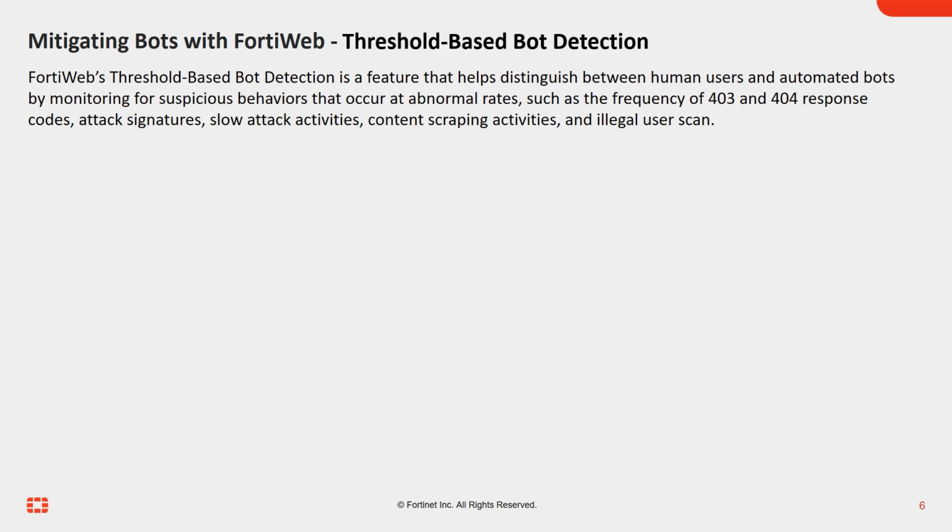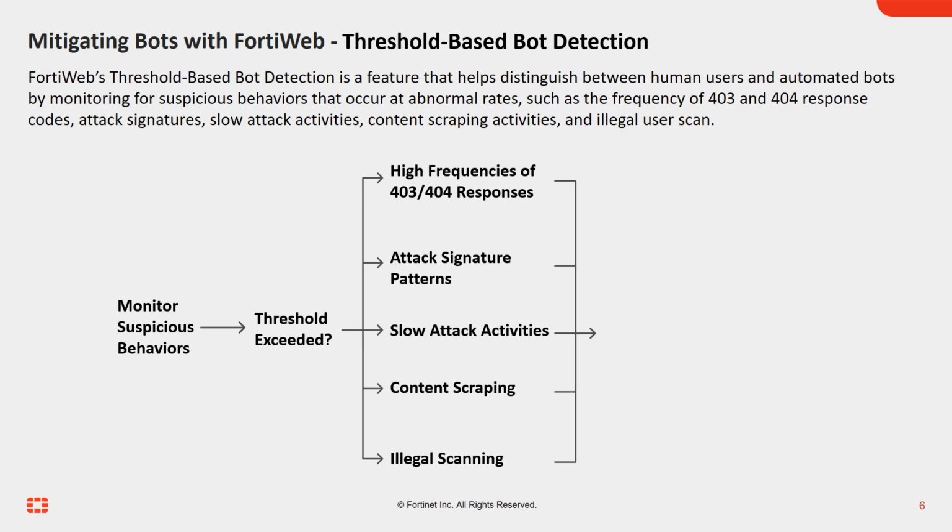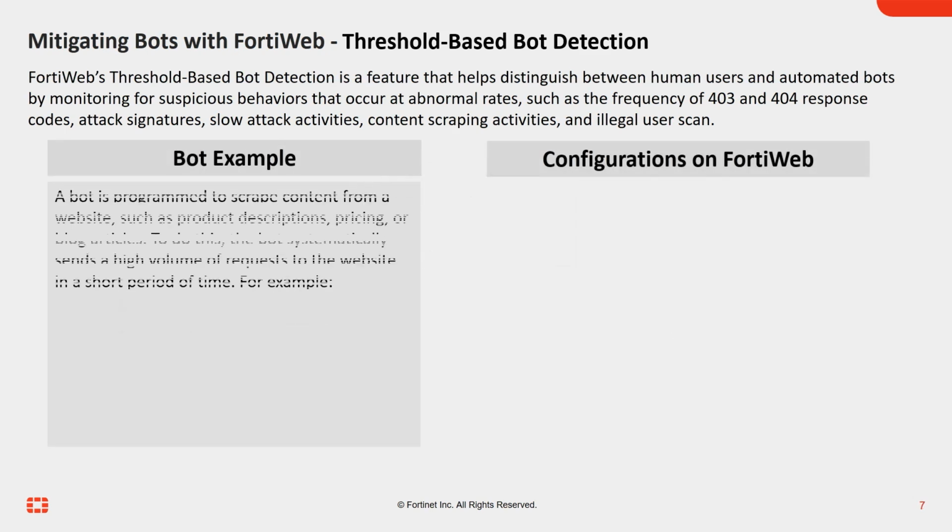FortiWeb's threshold-based bot detection is a feature that helps distinguish between human users and automated bots by monitoring for suspicious behaviors that occur at abnormal rates. These include excessive 403 and 404 response codes, repeated attack signatures, slow attack activities, content scraping, and unauthorized user scans. When abnormal activity is detected, FortiWeb takes action to mitigate potential threats. A bot programmed to scrape website content, such as product descriptions, pricing, or blog articles, typically sends a high volume of requests in a short period.